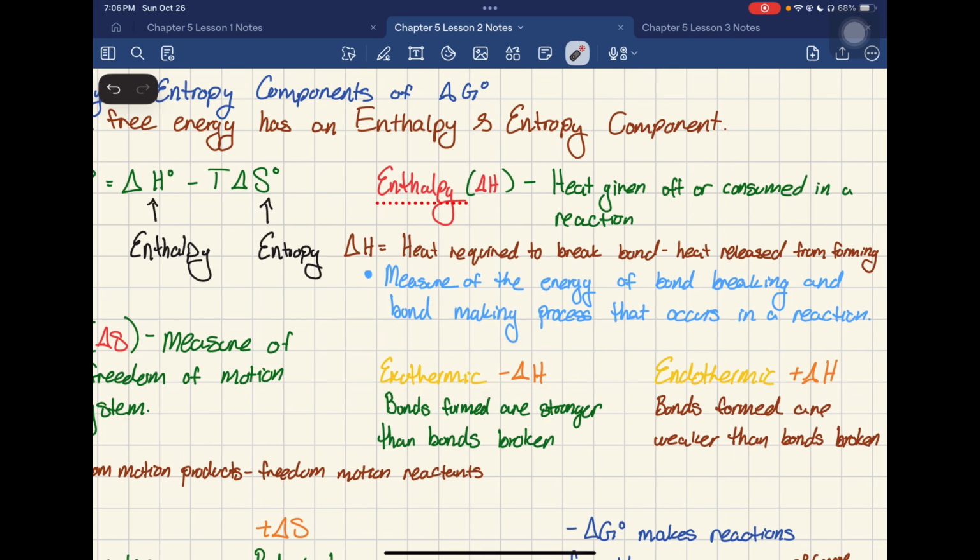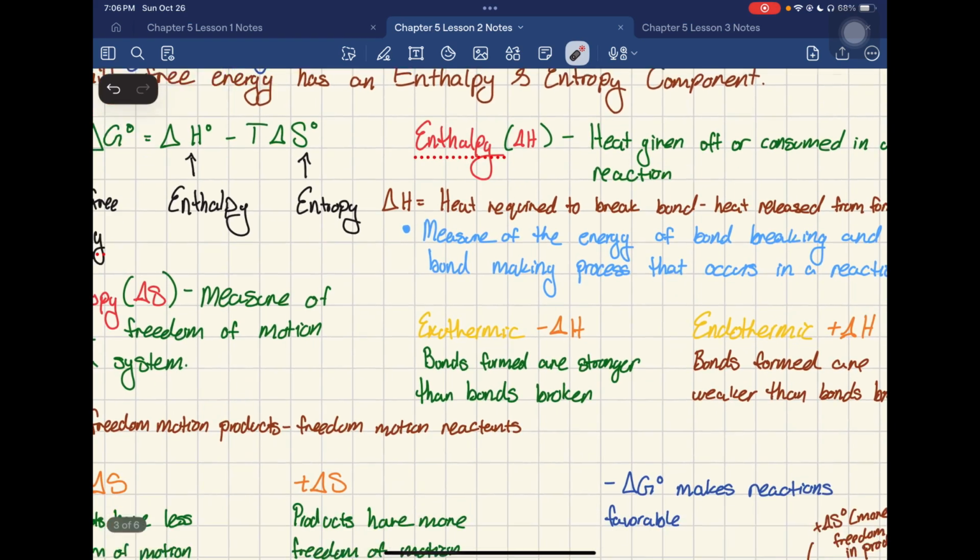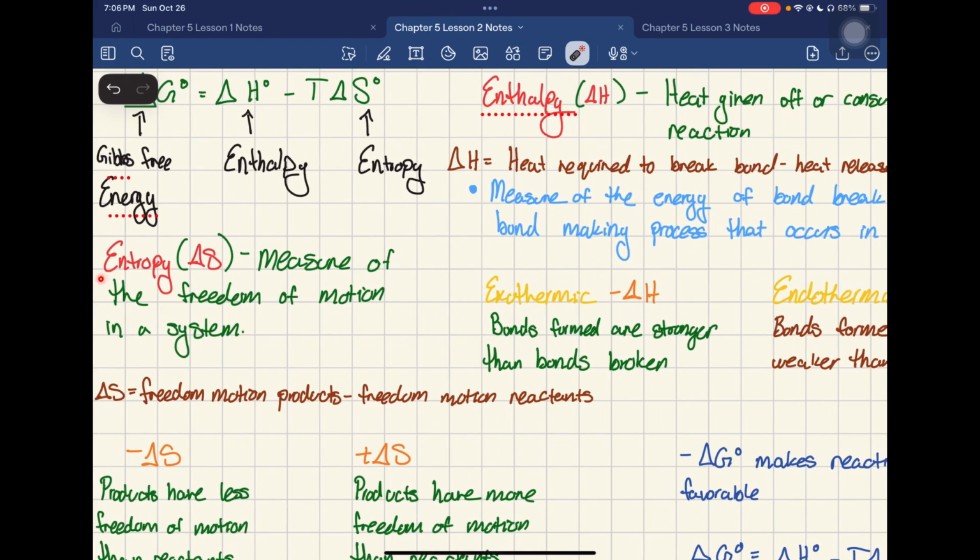Exothermic is negative delta H, which is when bonds formed are stronger than bonds broken, which again makes sense, right? Because in order for it to be negative, it would have to be 1 minus 2, and bonds formed, right? Endothermic is positive delta H, which is when bonds formed are weaker than bonds broken, meaning it would have to be 2 minus 1, right? Bonds broken, right?